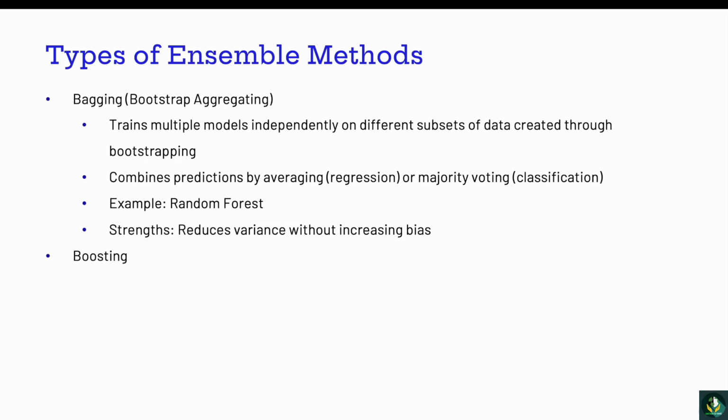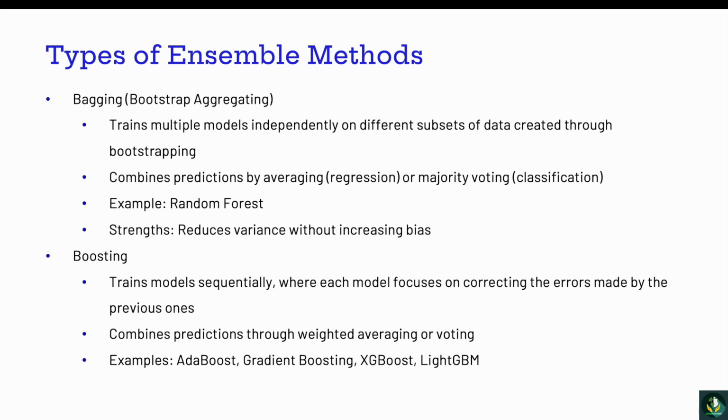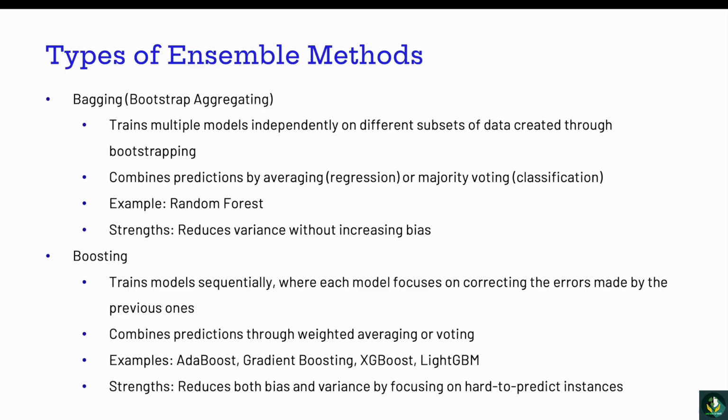Next is boosting. The concept here is it trains models sequentially where each model focuses on correcting the errors made by the previous ones. It combines predictions through weighted averaging or voting. Examples here can be AdaBoost, gradient boosting, XGBoost, and LightGBM, which we'll probably be looking at in future. Next, the strength is it reduces both bias and variance by focusing on hard-to-predict instances.